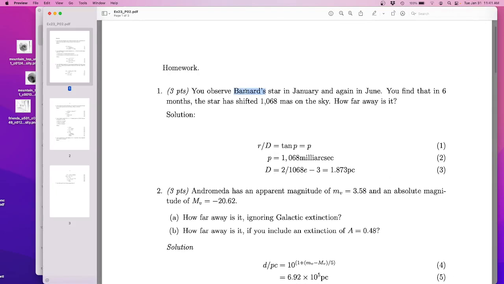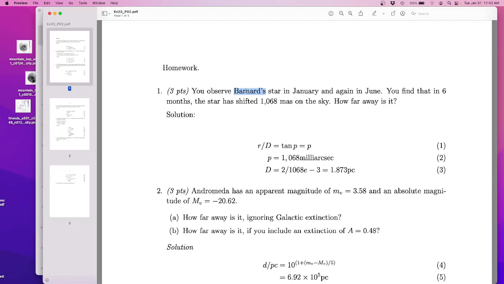Barnard's star is one of the closest stars in the sky to us. So you measure it in January and then again in June, and you find that after 6 months, the star had shifted 1,000 milliarcseconds on the sky. Now, I could have said arcseconds, but usually these things are measured in milliarcseconds. How far away is it? So all you do is measure that it goes from here to here, from January to June. How does it move?